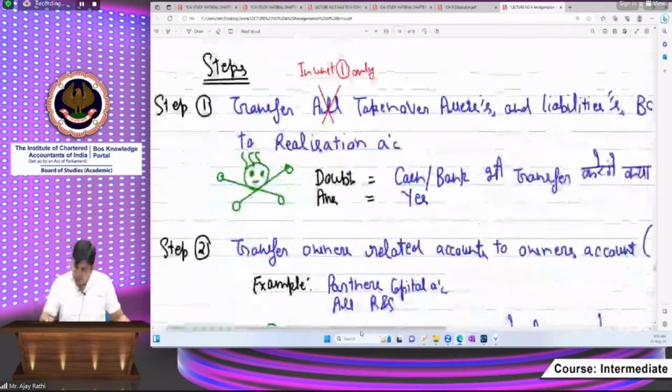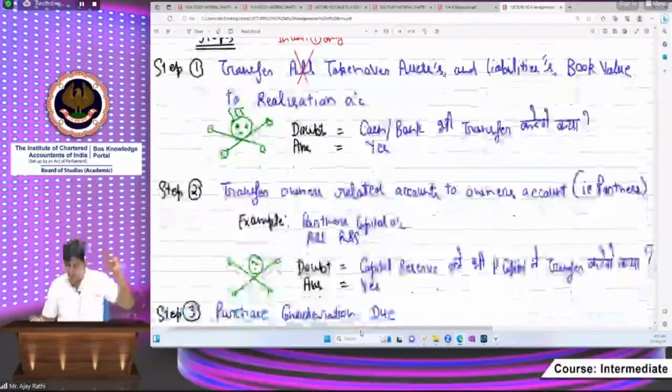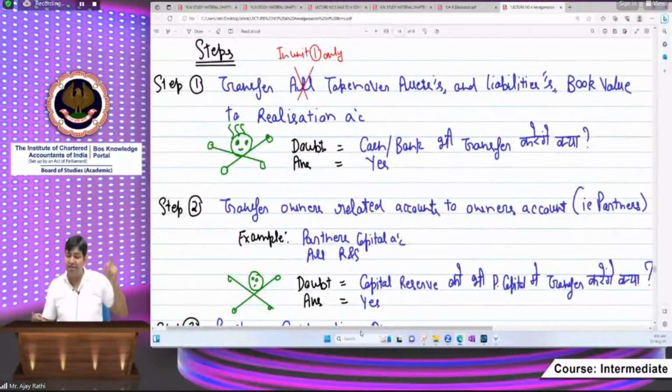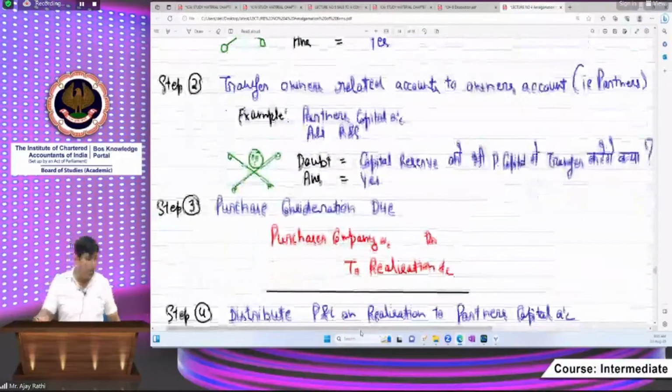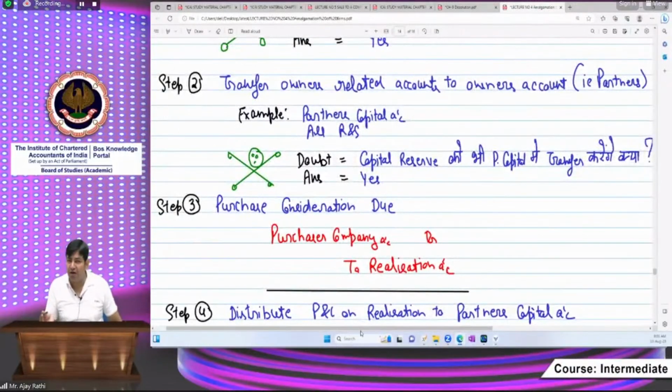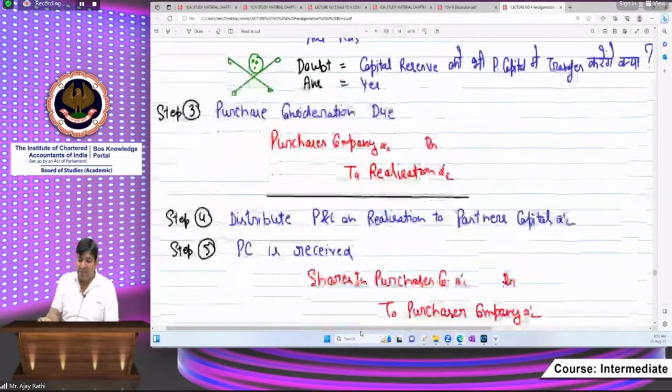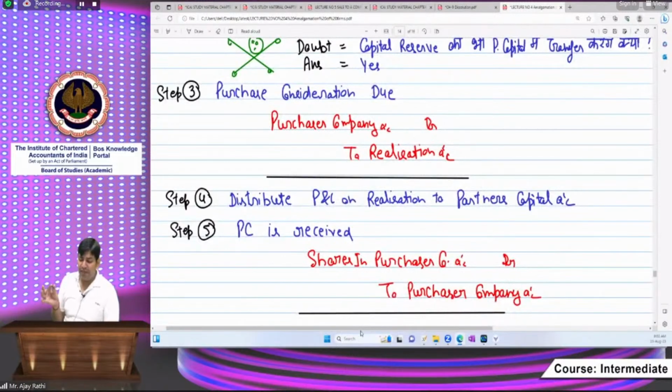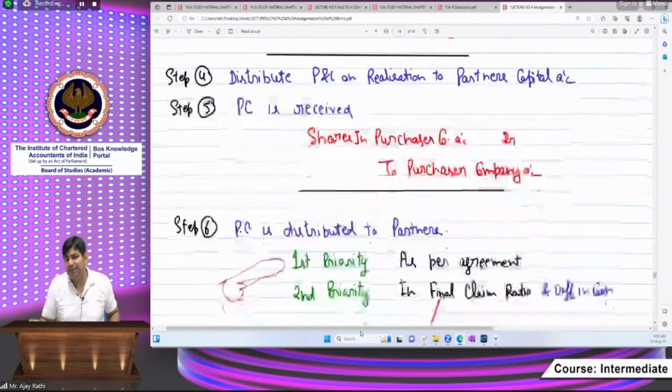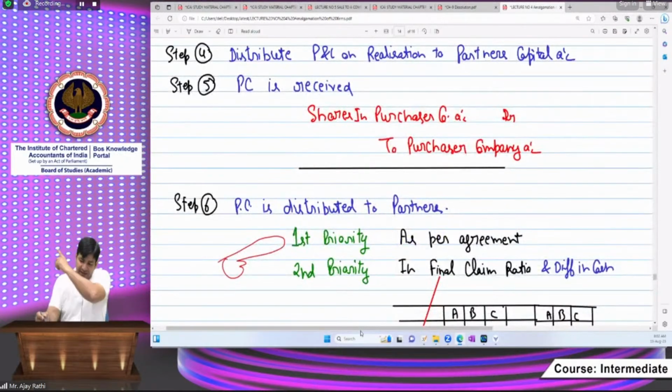So before starting, I'm revising the steps. Step number one: transfer taken over assets and liabilities at book value to realization account. If nothing is given, then all the assets and liabilities are being taken over. Step number two: transfer owners related accounts to owners' accounts. Step number three: purchase consideration is being due. Step number four: distribute the profit and loss on realization to all partners in relation to their capital, and then receive the PC and distribute the PC, and start the practice.